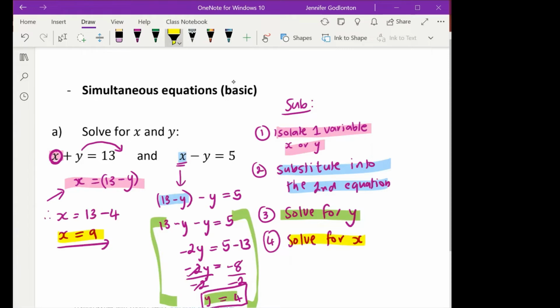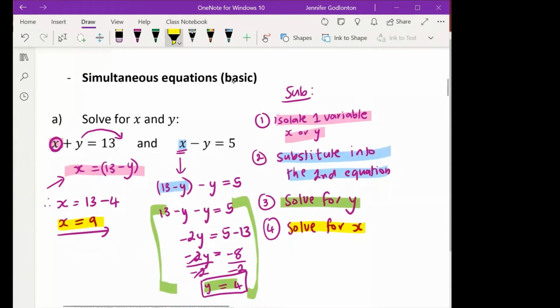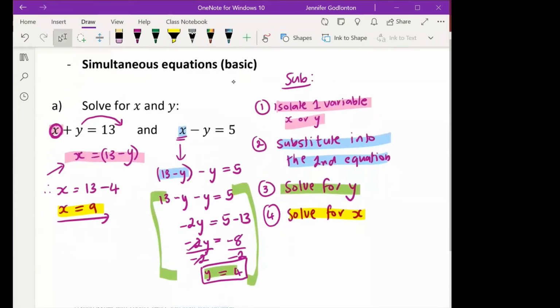Okay. So first step is we're wanting to isolate a variable. Second step, we're wanting to substitute into the second equation. Third step, we solve for y or solve for x, depending on what our equation has. Last step, we solve for the other variable. Okay, that is how we do it with substitution. That's our first method.